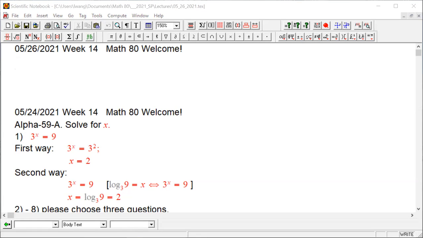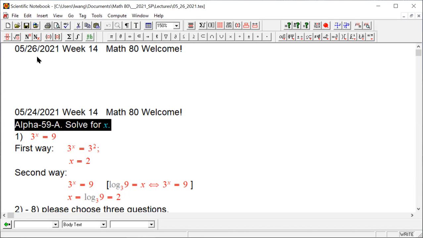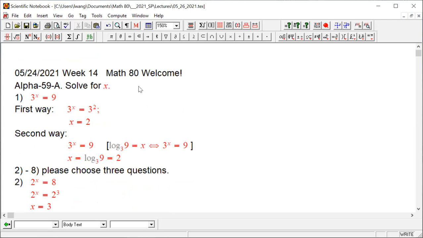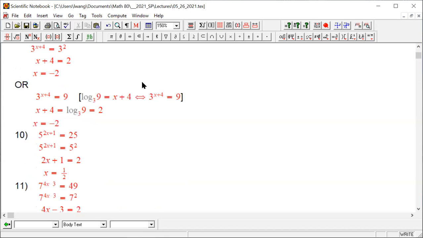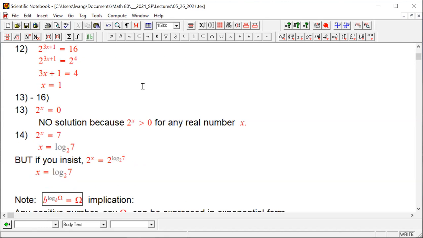Last time we were solving exponential equations, right? So we were at alpha 59, and we did the majority of the questions. And I think we have the last group to cover, didn't we? Yeah, we did up to 14. Okay, we did up to 14.